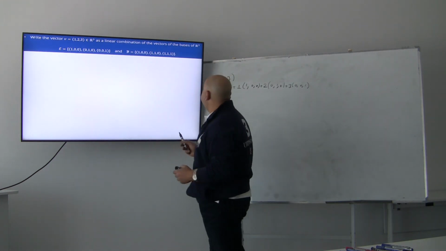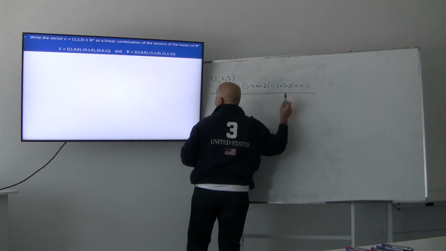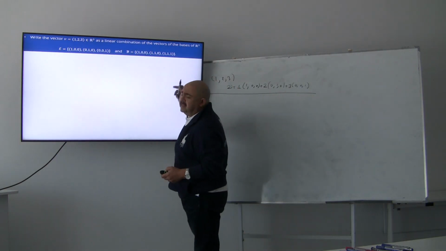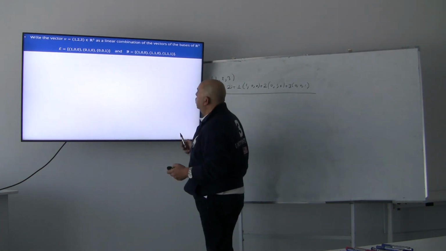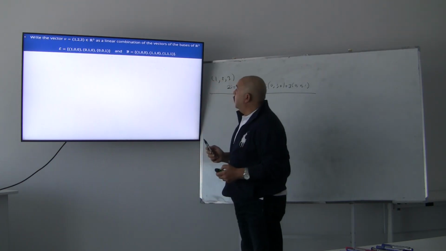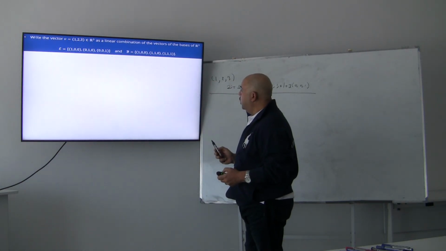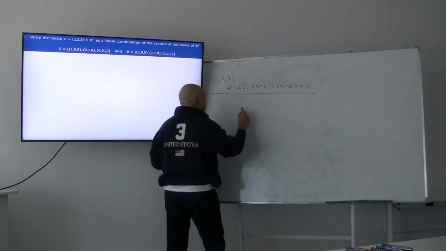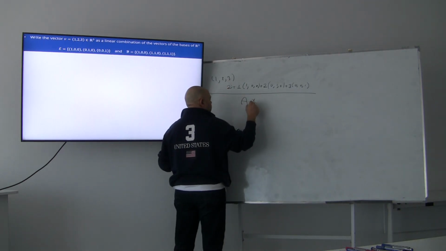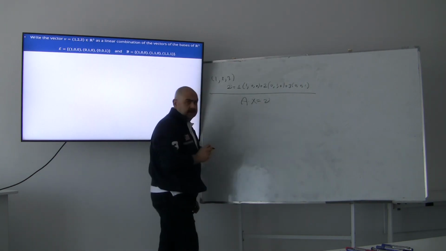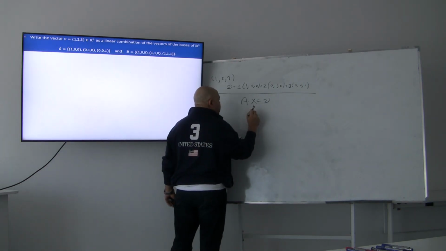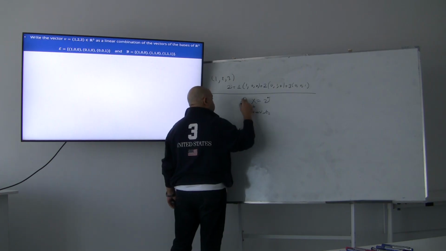But if I want to find the coordinates with respect to the basis beta, which is a subvector space, 1, 0, 0, 1, 1, 0, 1, 1, 1, all I have to do is solve the system A times X equals the value of the vector that you are interested in. X here represents the column of the coordinates that you will need to form V with respect to A.